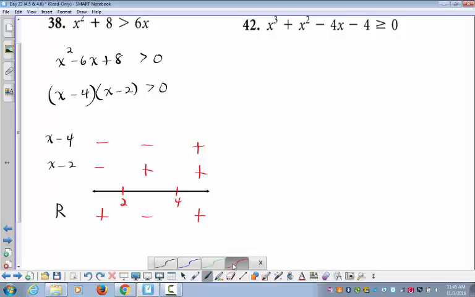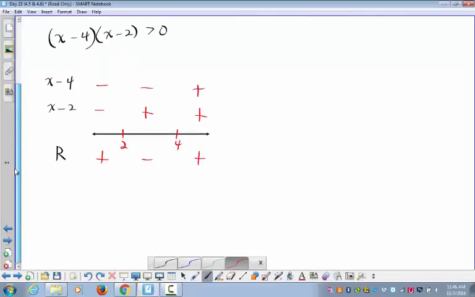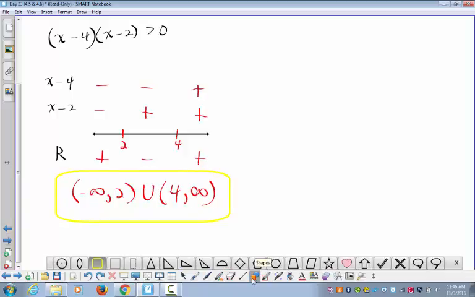And it said, where is that result greater than 0? So we should say negative infinity to 2, parenthesis, union 4 to infinity. Piece of cake? Or questions?